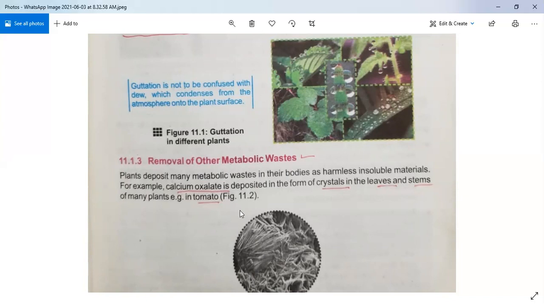Okay. So first of all, we have discussed how harmless insoluble materials can be removed from the body of a plant. The example given is a tomato. It deposits calcium oxalate in the form of crystals in its leaves and stems. So in this way they remove extra metabolic waste from their body. Okay, now come to the next page.